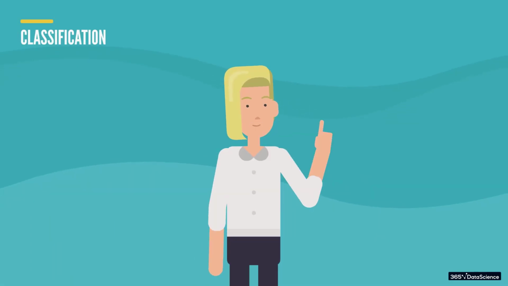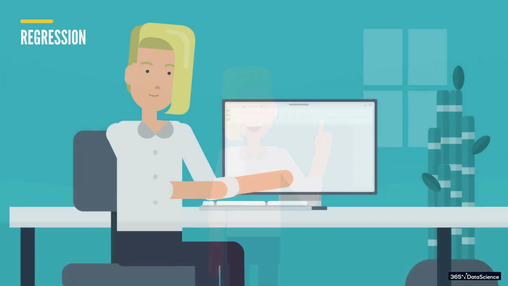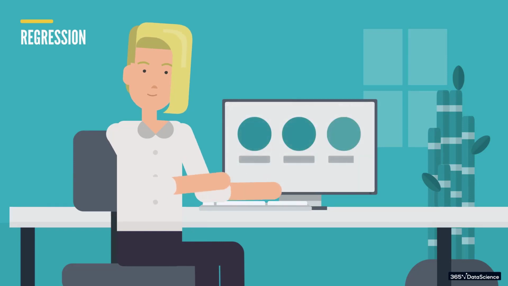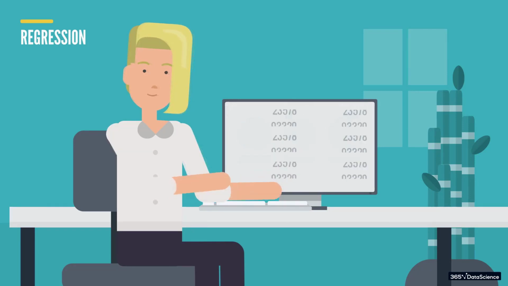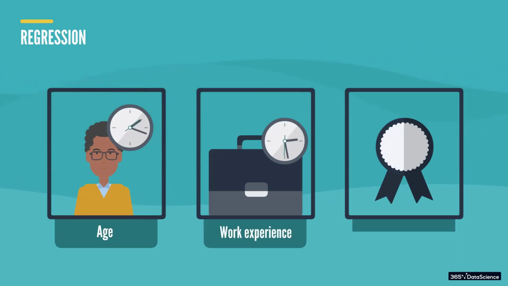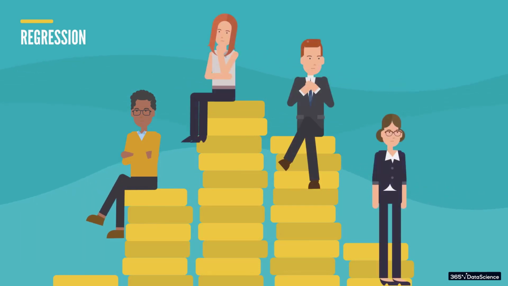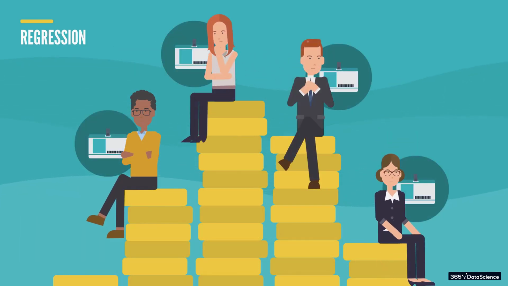Besides classification, the other type of supervised ML is regression. In this case, the values we're predicting are not limited to categories. We want to predict real numbers. When we use characteristics such as age, work experience, and skills to predict the salaries of a group of people based on data about others similar to them, we use regression analysis.